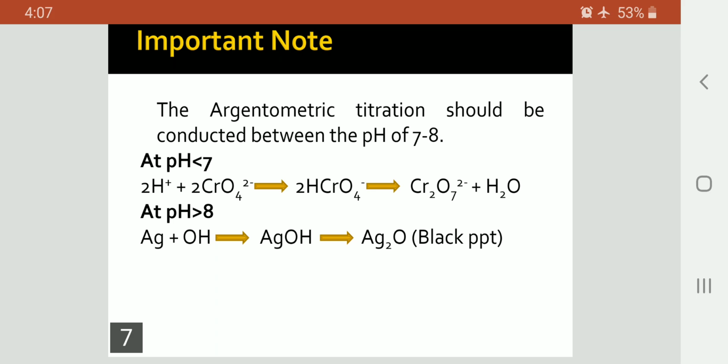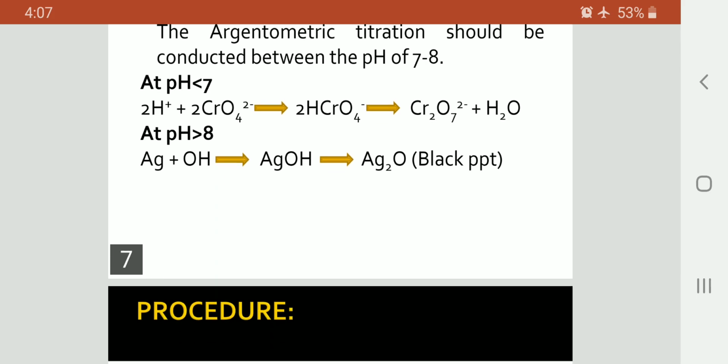Suppose we are getting a black precipitate instead of this white precipitate, it will indicate that hydroxides are in excess. And if the base is more, we need to add a few drops of acid. If the acid part is more, then we need to add a pinch of calcium carbonate so that we can maintain the pH between 7 to 8.